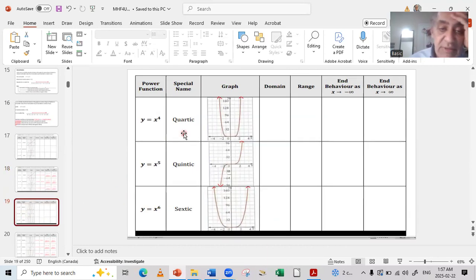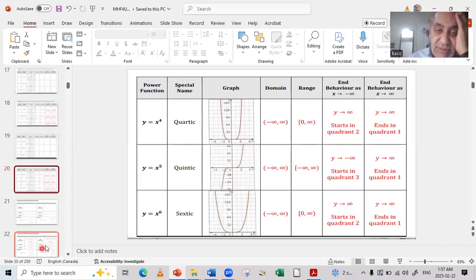Here, this is a quartic. The power here is 4. It exactly looks like the quadratic. Let's go here and see. It's like the quadratic, and the same start and end. It starts also in Q2 and ends in Q1.